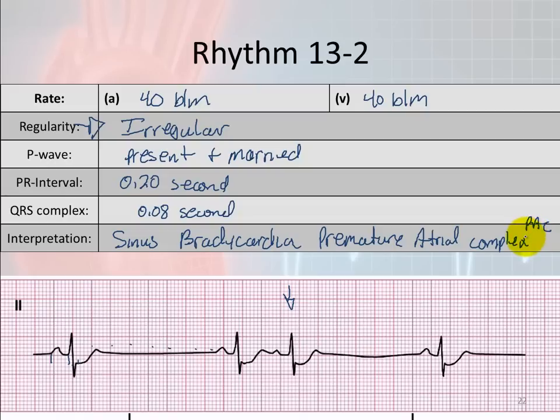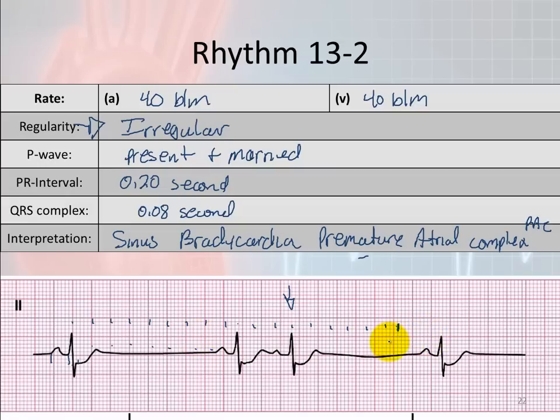So now we have to figure out, does it have a compensatory or a non-compensatory pause? Well, it's kind of tough to tell, but we'll see if we can give this a shot. Here's 1, 2, 3, 4, 5, 6, 7, 8 big boxes and about 3 little boxes. So let's see if this does this again. 1, 2, 3, 4, 5, 6, 7, 8 big boxes, and then 3 little boxes puts it right about here. So it doesn't actually look like the P waves are marching out here.